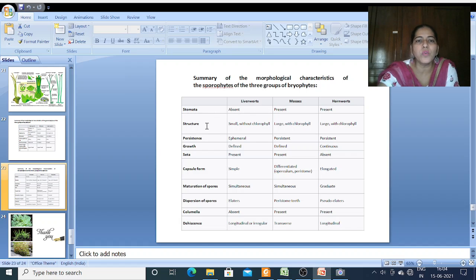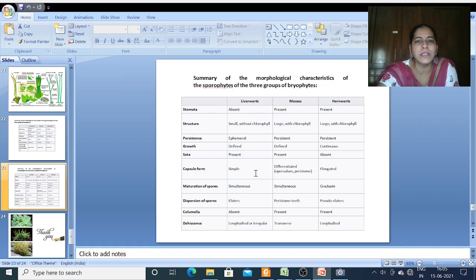In the case of sporophytes, stomata are absent in liverworts. Mosses have stomata in the sporophyte. Hornworts also have them, and they are green and also photosynthesizing. In the case of structure, we have already done mosses and hornworts. They have large sporophytes, and they are mostly persistent in mosses and hornworts. And growth is limited in both liverworts and mosses, but not in hornworts because they have an intercalary meristem and it continues to grow.